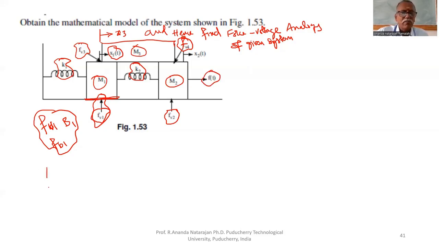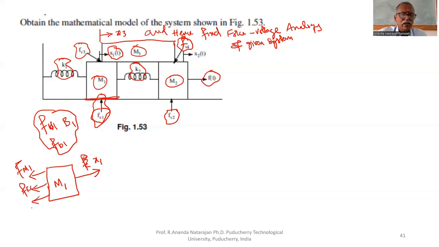Now, if you draw the free body diagram for M1, displacement is to the right. No applied force. Displacement is x1 to the right. Therefore, reaction forces are acting from right to left because of M1, because of K1, because of K2, and because of FV1, and of course because of FV3. These are the 5 reaction forces acting on M1.